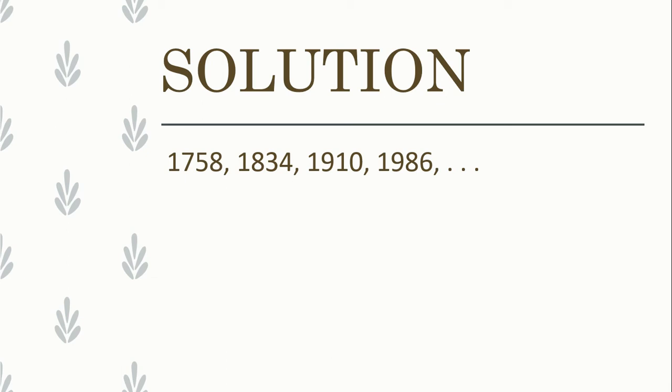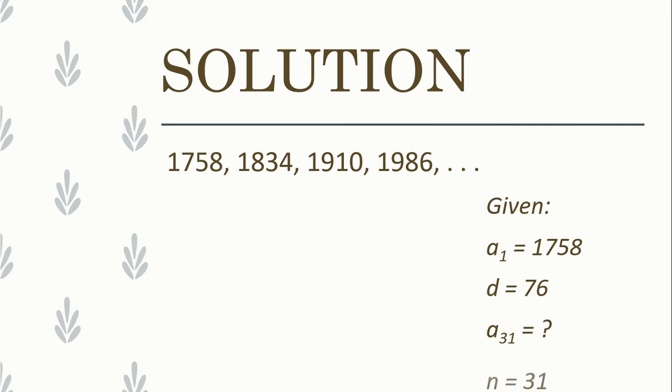Using the same sequence, in number 2, we must solve for the 31st term. So we have the given first term, 1758. The common difference is 76. The 31st term is being asked. Therefore, the value of n is 31.